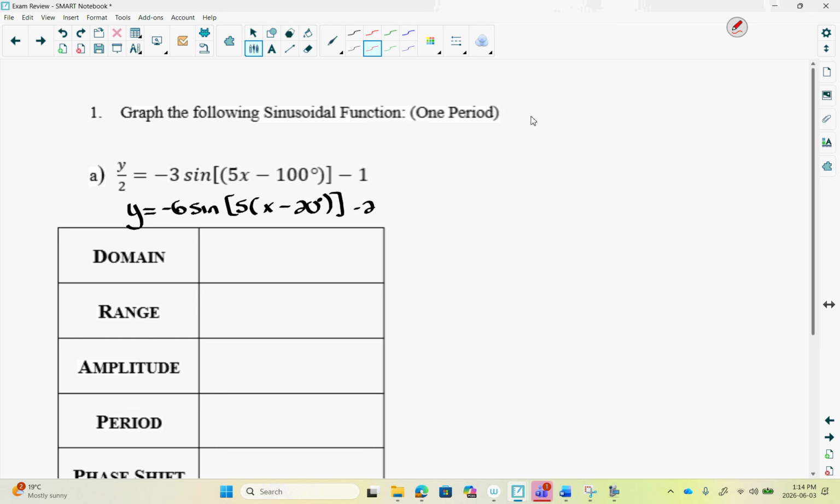Let's pick out our parameters. What's little a? Negative 6. That means the vertical stretch factor is 6. That means the amplitude is 6. The B value is 5. The horizontal stretch factor is 1/5. What's the period? 360 divided by B. 360 divided by 5. What is 360 divided by 5?